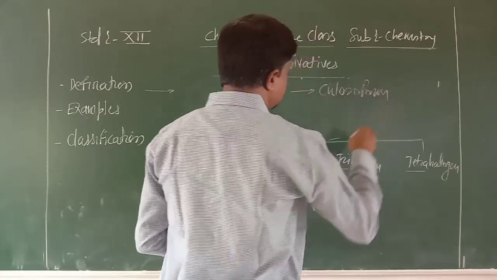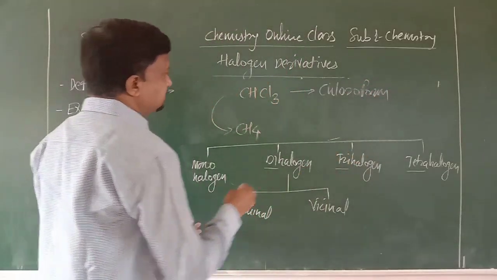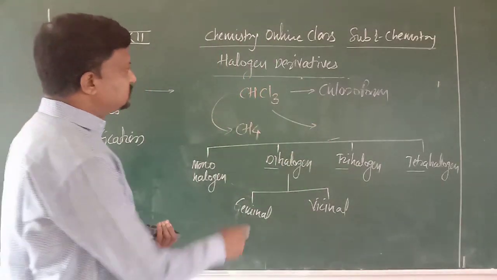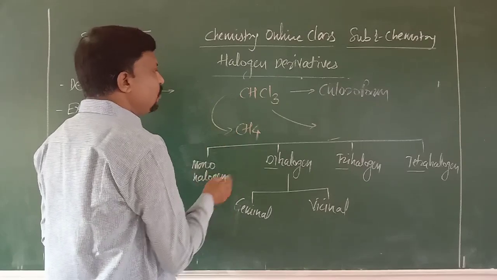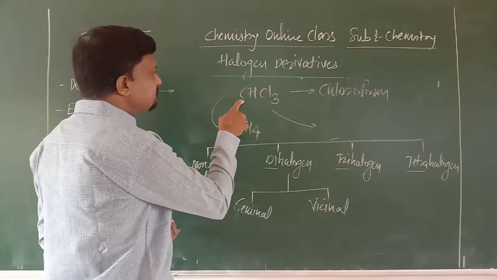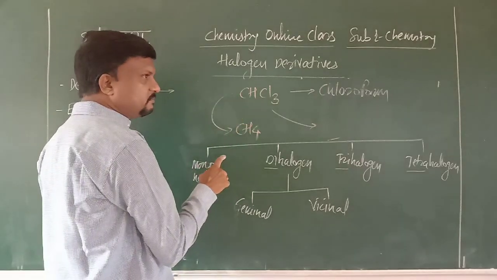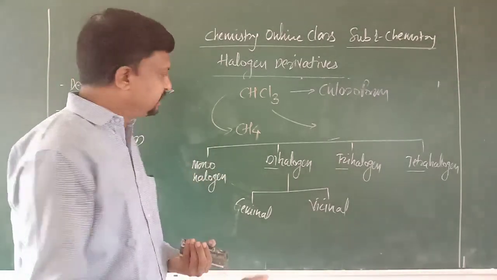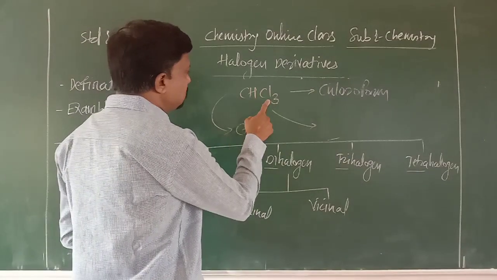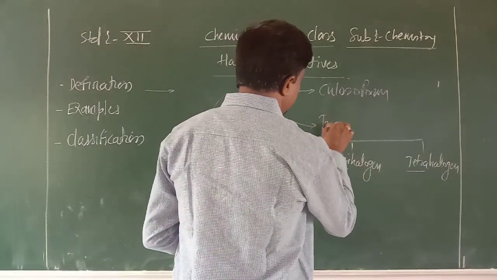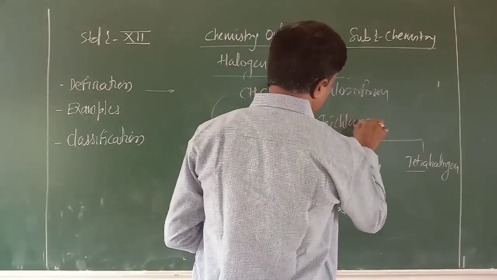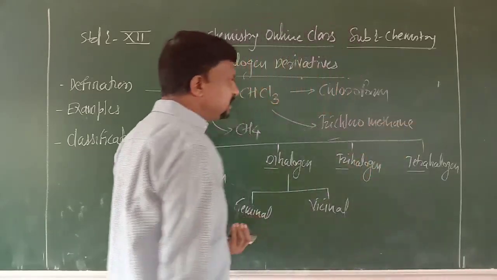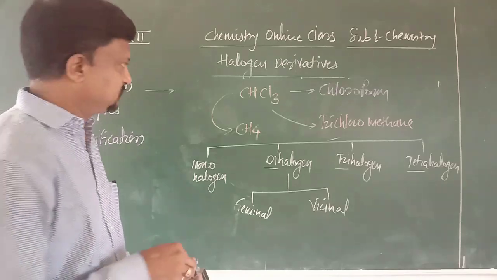The common name of this compound is chloroform, and the IUPAC or second name of this compound is trichloromethane. Why methane? Because this compound contains only one carbon atom, and a hydrocarbon containing only one carbon atom is methane. Hence it is called trichloromethane. This is the example for the trihalogen derivative or trihalides.